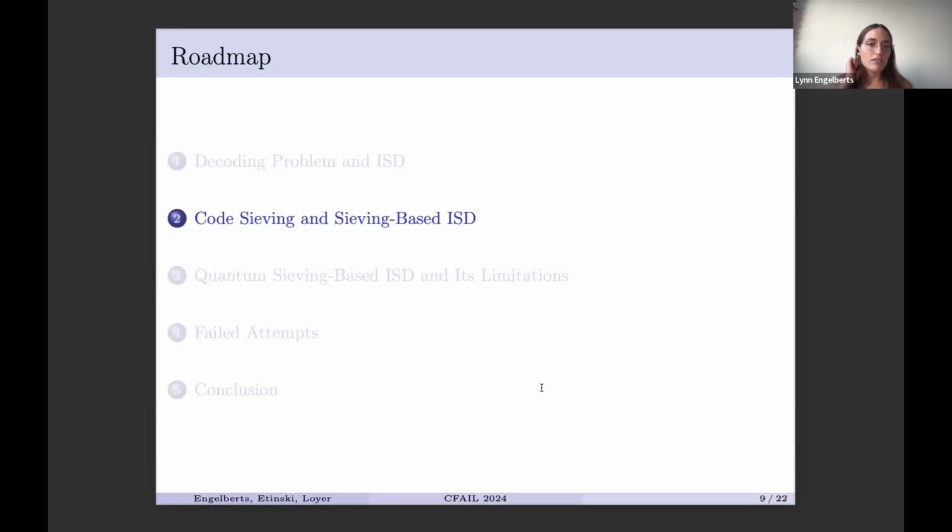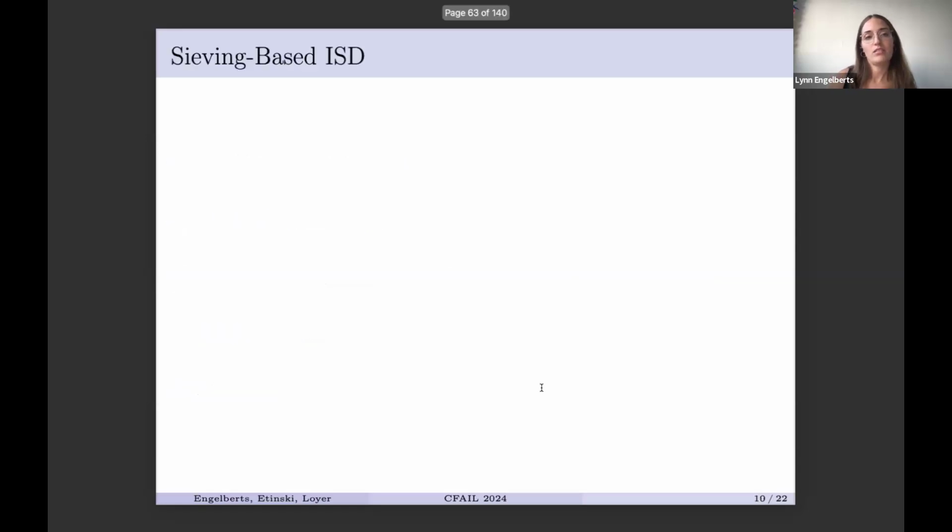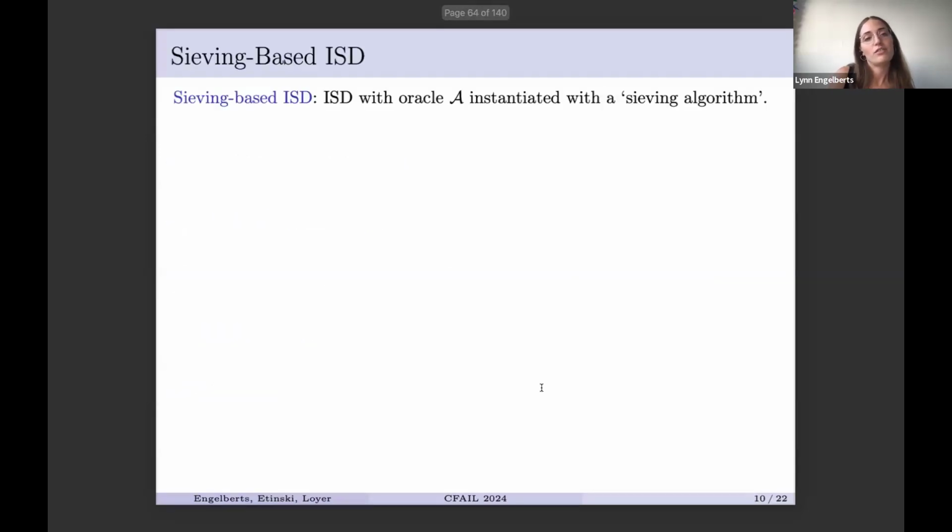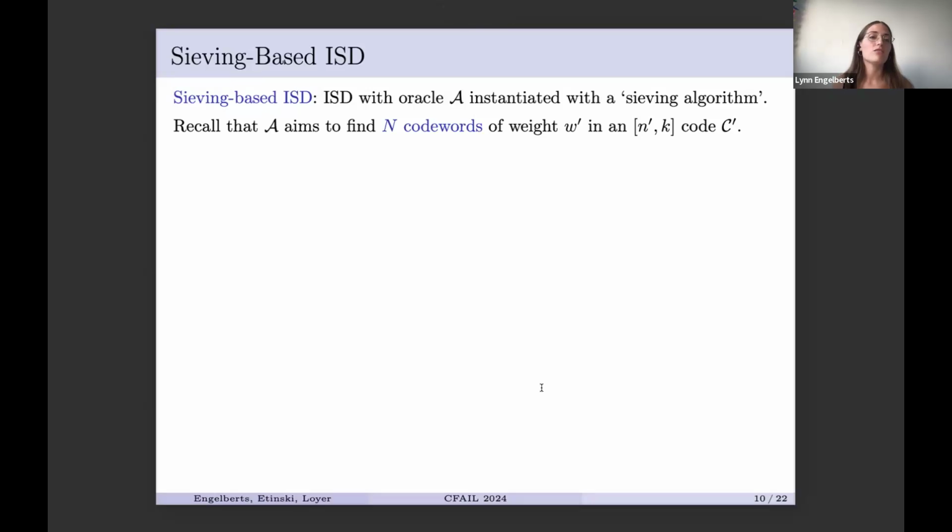So I hope I gave you a bit of an idea of what ISD algorithms look like, and now I will explain the role of code sieving in ISD. So with sieving-based ISD, I refer to ISD where the oracle A is instantiated with a sieving algorithm. And recall that this oracle A aimed to find capital N code words of weight W prime in this sub-instance code C prime.